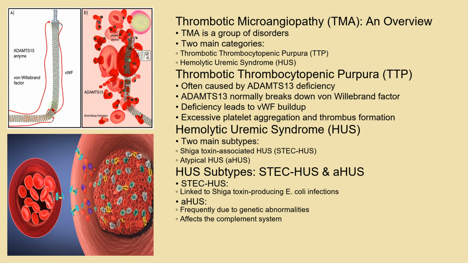The second major category is hemolytic uremic syndrome, or HUS. HUS can be further divided into Shiga toxin-associated HUS, often linked to E. coli infections, and atypical HUS, frequently due to genetic abnormalities affecting the complement system.